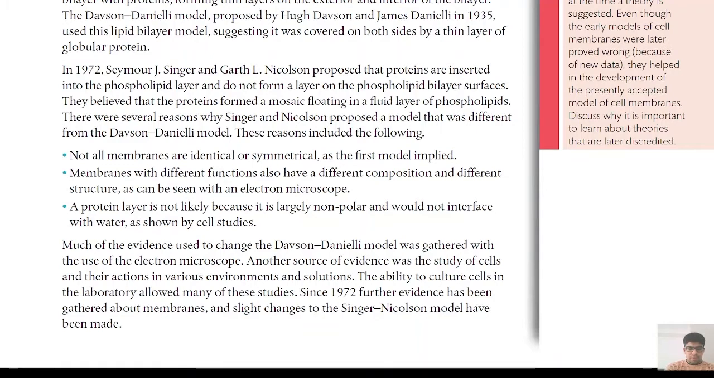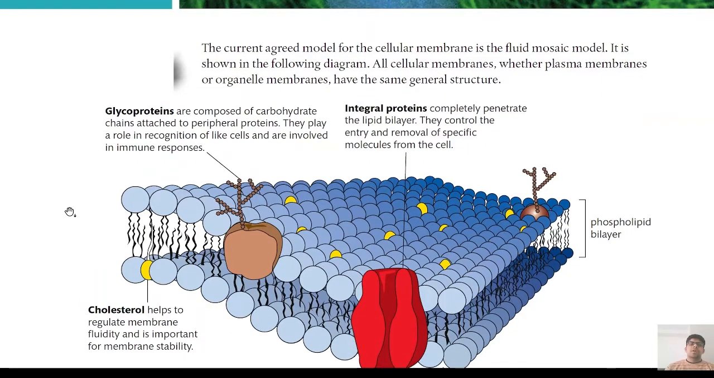Since 1972, further evidence has been gathered about membranes, and slight changes to the Singer-Nicolson model have been made. The currently agreed model for the cellular membrane is the fluid mosaic model. It is shown in the following diagram. The cellular membrane, whether plasma membrane or organelle membranes, has the same general structure. Glycoproteins, as we can see in this figure, are composed of carbohydrate chains attached to the peripheral proteins.